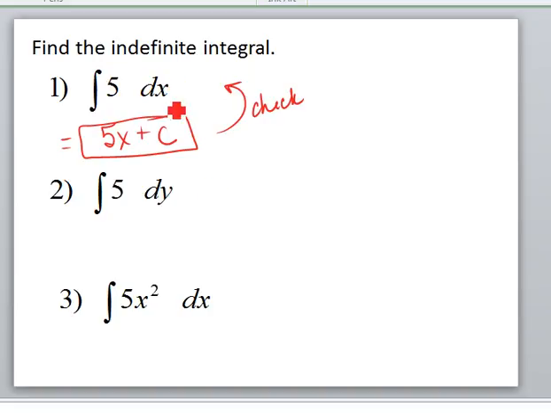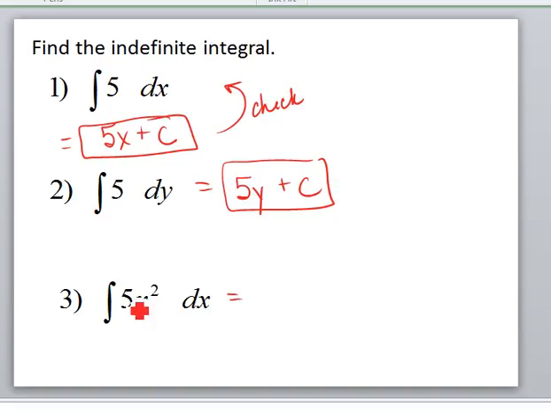So this one said take the integral with respect to x. This one, on the other hand, says take the integral with respect to y. So instead of putting an x on our answer because it said with respect to x, we're going to take and put a y with this because it's with respect to y. So the answer on this one would be 5y plus c.